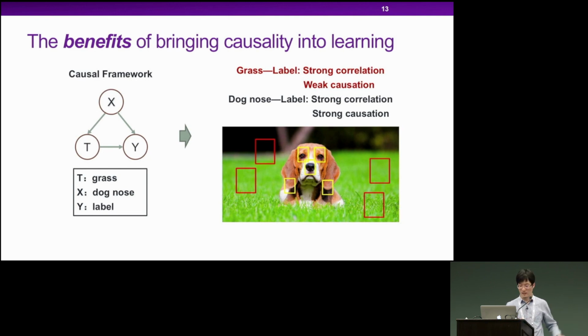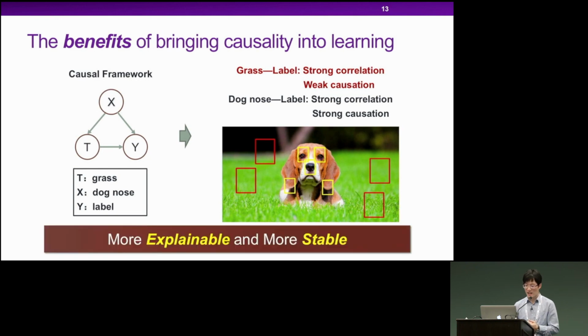And another point: if I tell you that I predict this is a dog based on this kind of yellow features, and the other model tells you that it predicts this is a dog based on this kind of red features, which one is more explainable? I think it's quite obvious, right? So we think that the benefits of bringing causality into learning is that we can provide more explainable and more stable prediction, right? Here, the explainable part is quite intuitive and straightforward, so in the later part, we will focus more on the stable part.